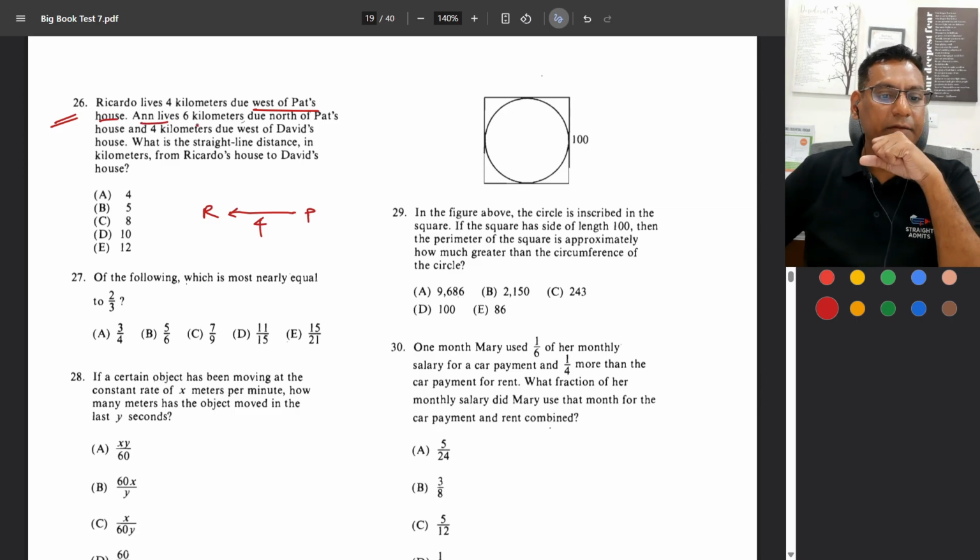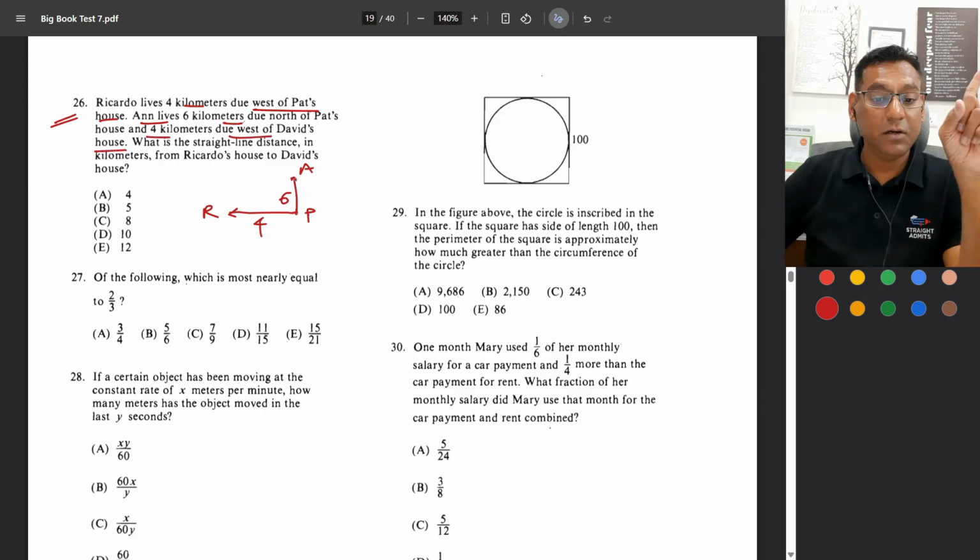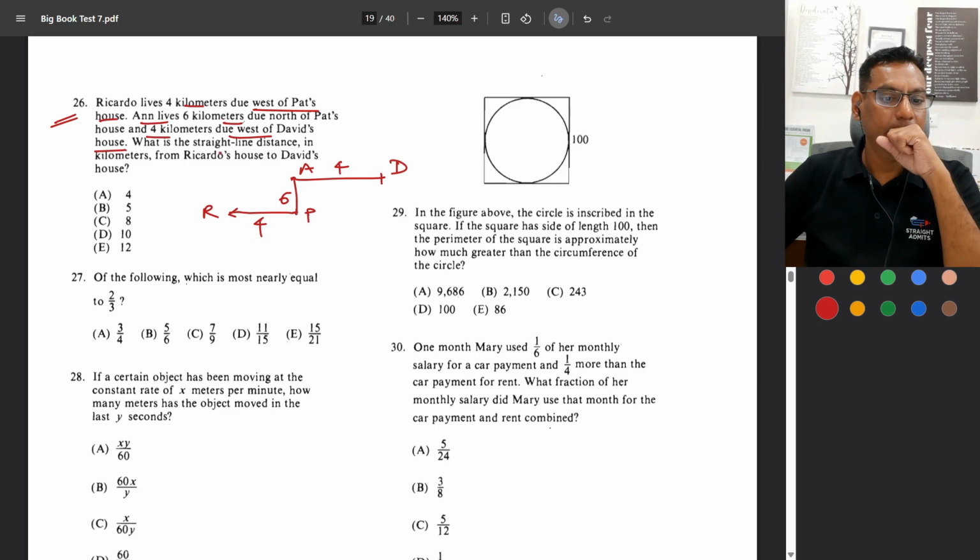Okay, Anne lives 6 kilometers, everything is in kilometers, right? Anne lives 6 kilometers due north of Pat's house. So Anne lives here, which is 6. And 4 kilometers due west of David's house. Anne is 4 west of David. So this is 4. This is David. Always read carefully. Anne is 4 kilometers west of David. All right. What is the straight line distance from Ricardo to David?